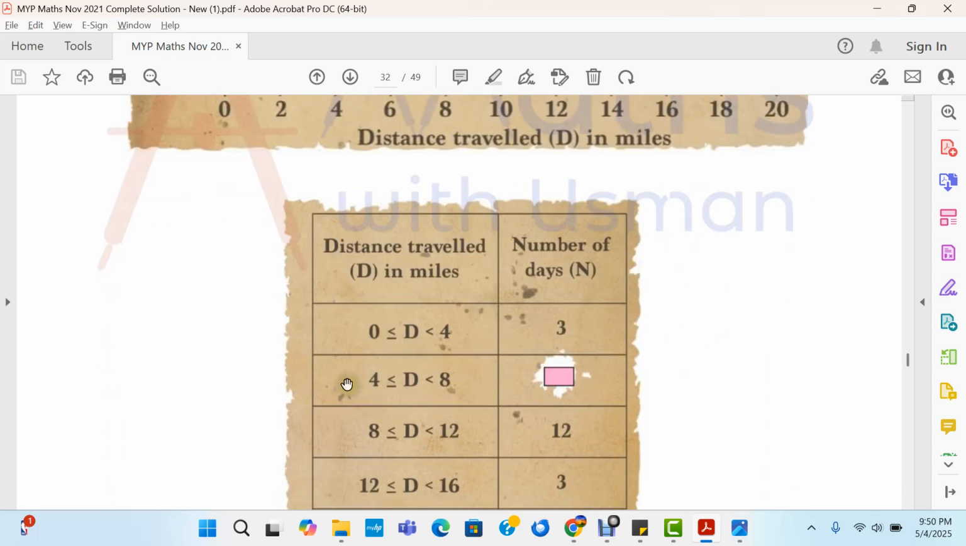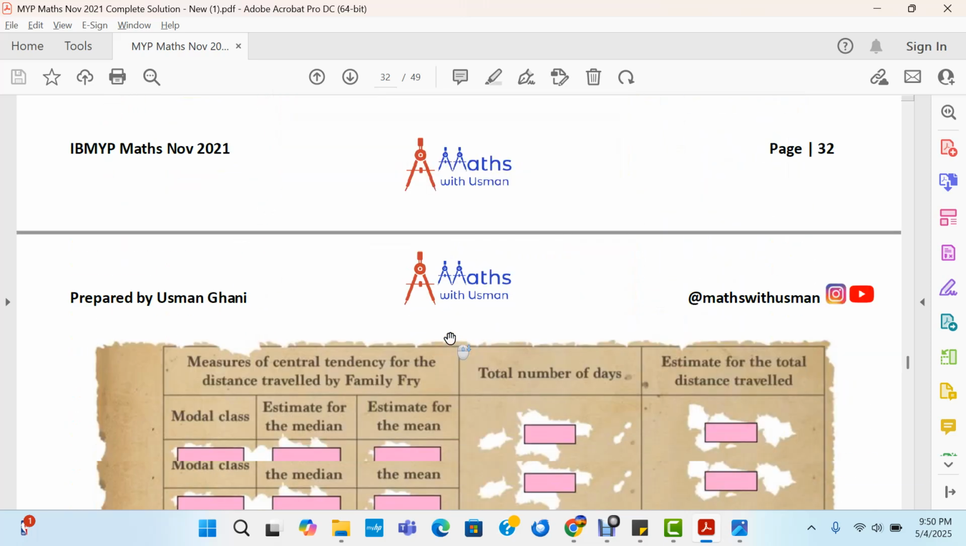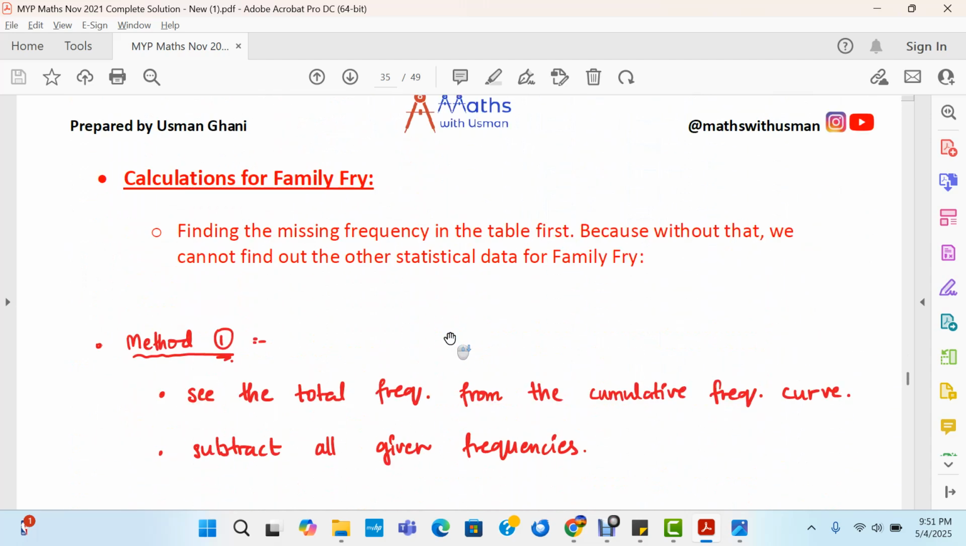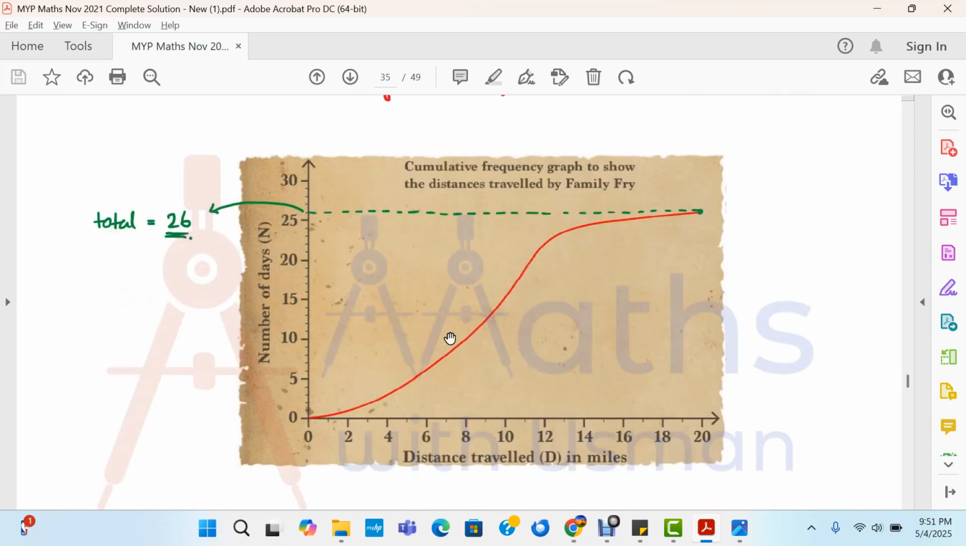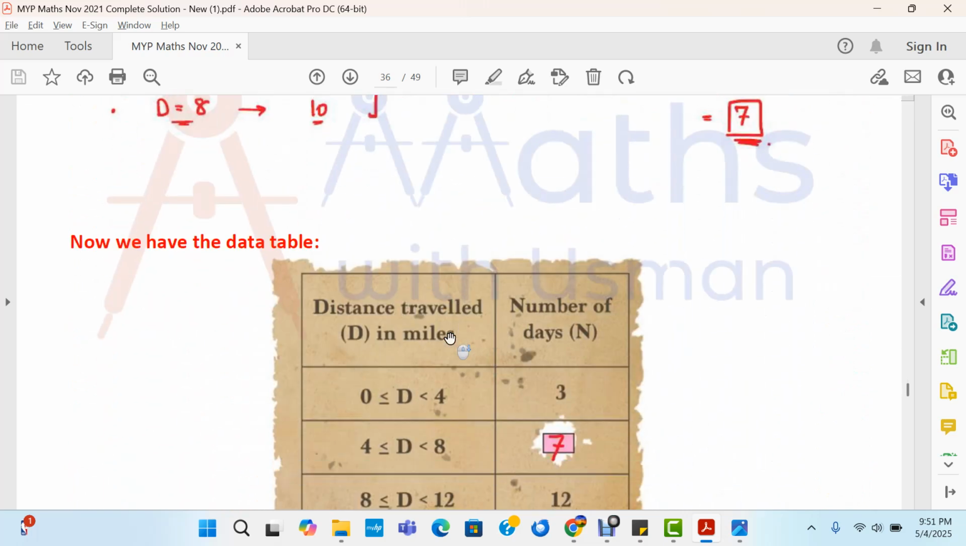How much frequency have I crossed from 4 all the way till 8? While traveling from 4 till 8 on the x-axis, how much frequency have I crossed? You've crossed from 3 to 10. That's a frequency of 7. Two methods, both of them illustrated over here really clearly. Okay, done. Method number 1 shown, method number 2 shown clearly.